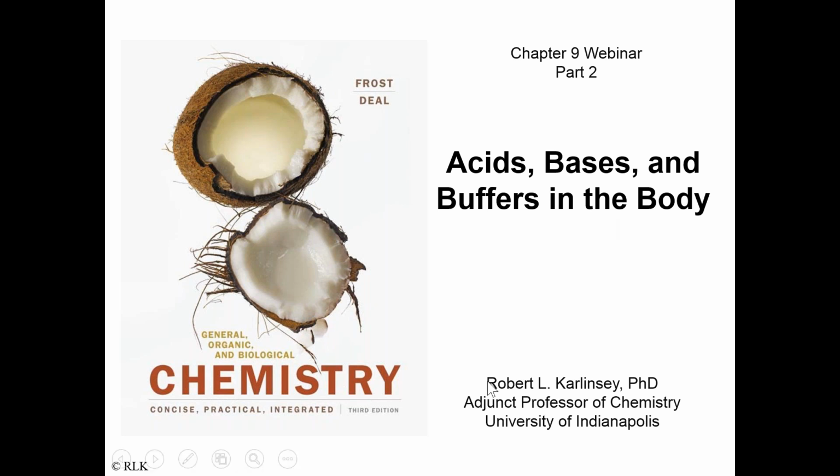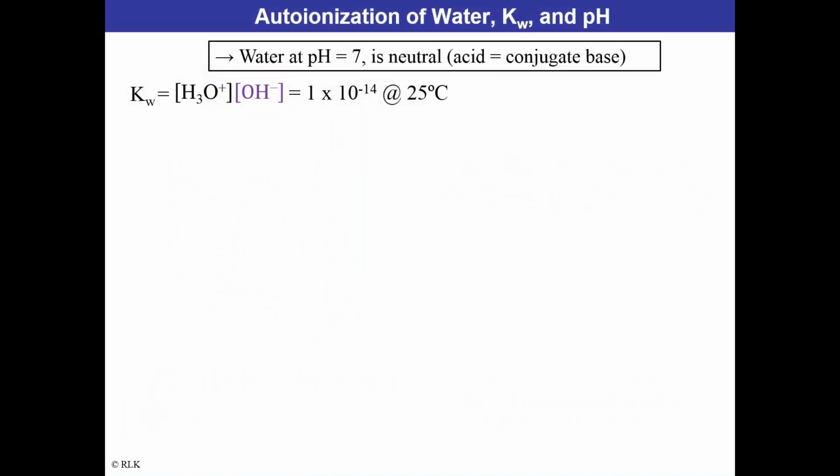We have here introduced pH, and it kind of dovetails in with the constant of water, with that equilibrium constant for water, which we just discussed at the tail end of the other seminar, part 1 in this chapter. So let's continue on then. We have water at pH equals 7, that would indicate a neutral condition where the acid and its conjugate base would both be present and in equal amounts.